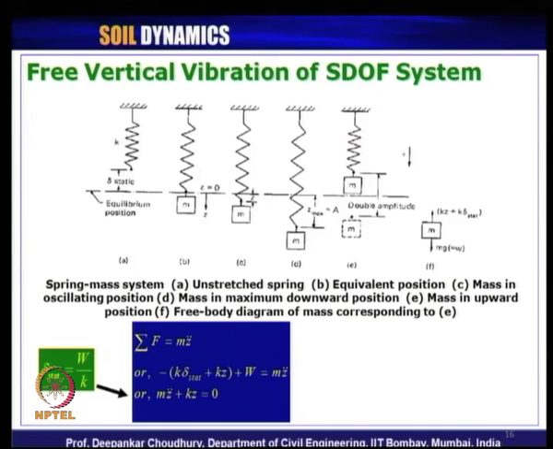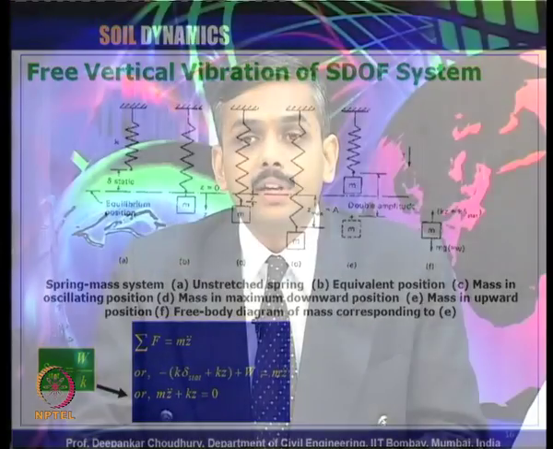Before starting that, let me take up another subtopic, that is when we are considering free vertical vibration of a single degree of freedom system. Just now what we have studied, that for a single degree of freedom system which is subjected to an externally applied dynamic load in the horizontal direction, we have taken the degree of freedom in the horizontal direction.